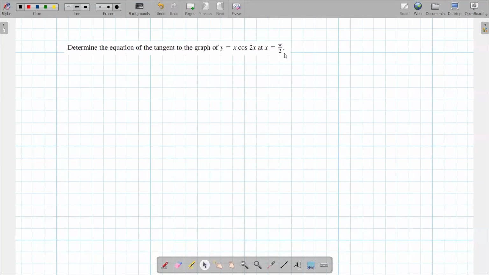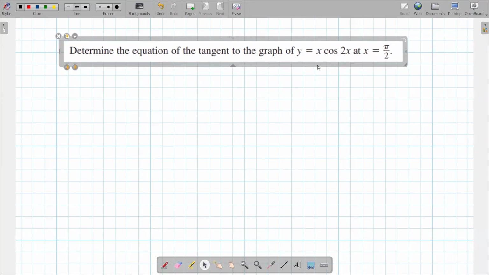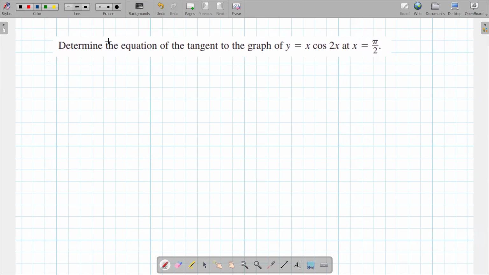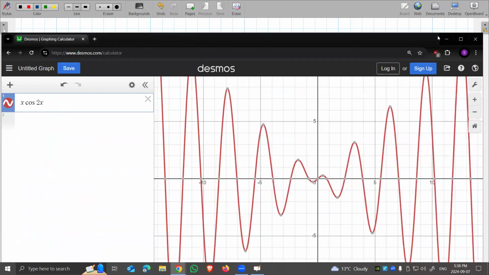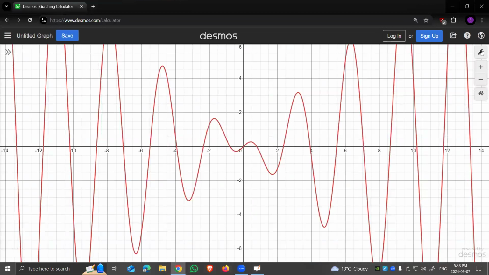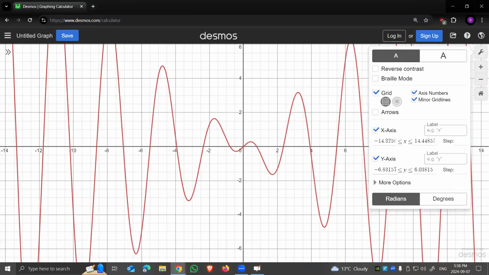Now remember what the equation of the tangent is. So this function, x cosine 2x, no idea what that looks like. Let's actually graph it. X cosine of 2x should still be an odd function. Yeah, it's still an odd function. What's the x value? Pi over 2. So let's go here. I'm going to show you how to do this.